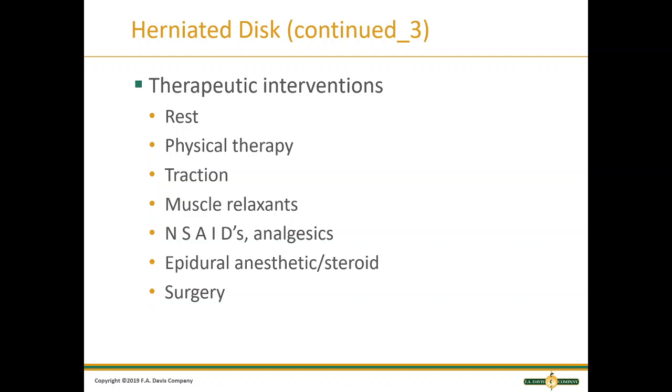Muscle relaxants, they need your muscles to relax around because they're reacting. NSAIDs and analgesics, epidural and anesthetic, steroids, surgeries. This is usually a very long process, and people greatly have severe consequences, such as opioid dependencies and different things, because they have to live with taking something to help them get through the day.